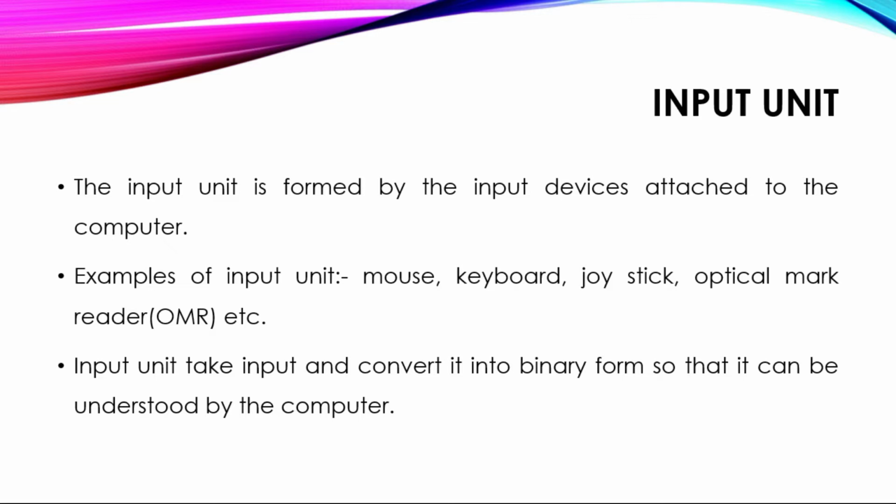Now computer can understand only one language, that is binary language, which is not understandable by the humans. So we need a translator that can convert this language so that it can be understood by the machines, and machine language can be understood by the human. So whatever humans are trying to give as instruction to the machine, that is done by the input unit. So input unit is responsible to convert higher level language, that is human language, into binary language.